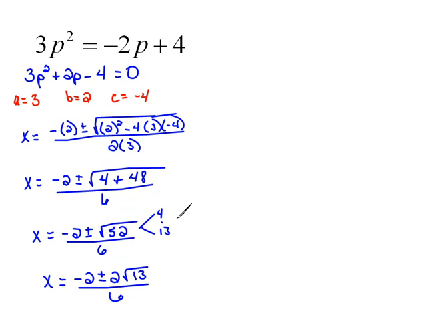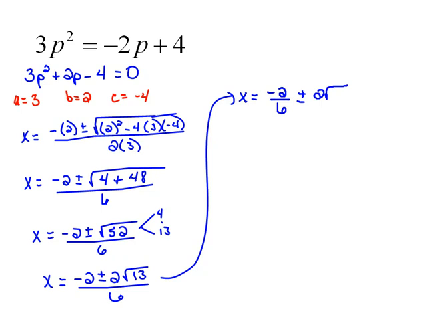All over 6. Now, let's separate these out, though, so that we can simplify them a little bit more. Let's make this negative 2 over 6 plus or minus 2 square roots of 13 over 6. Then we can simplify each one. So 2 and 6, those will reduce down, and likewise over here. So we really have x equals negative 1/3 plus or minus the square root of 13 over 3.